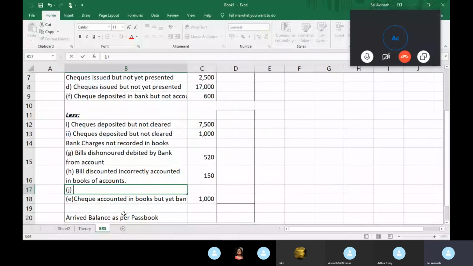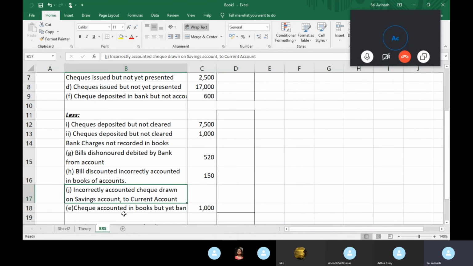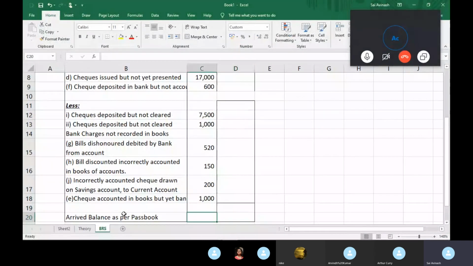I explain this again because I have incorrectly accounted the check drawn on savings account to the current account. So my current account balance is reduced in my books. However, the savings account balance, which was supposed to reduce, did not reduce. To compare it now, we are reducing it by a value of 200. So I believe that's all there is. So let's try to fix all of this up.